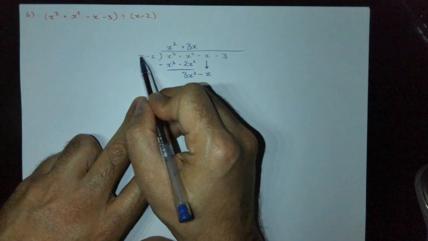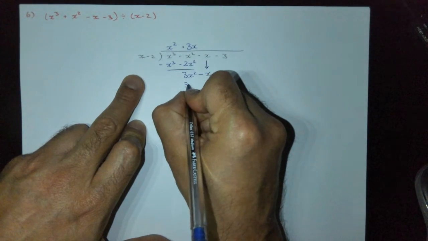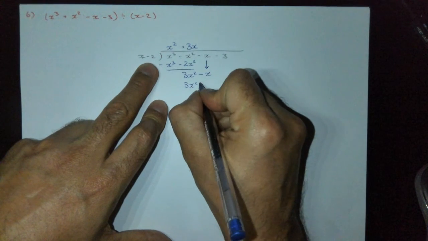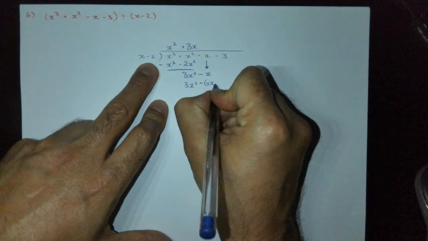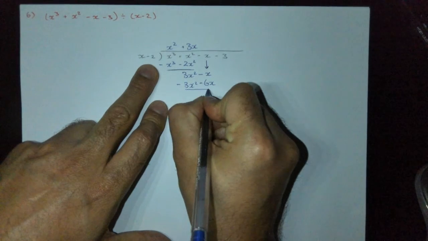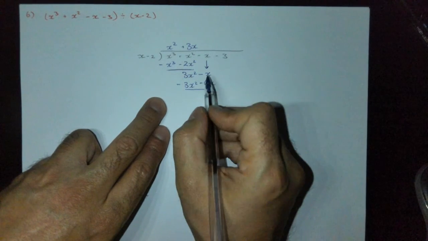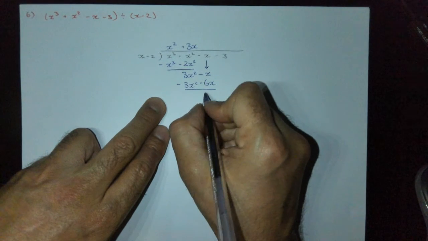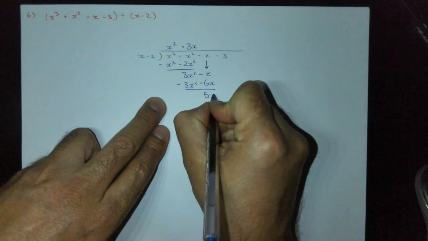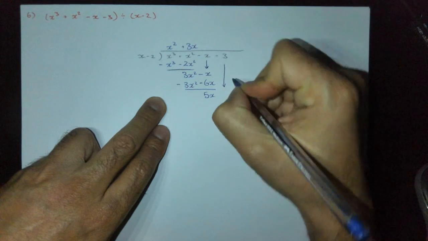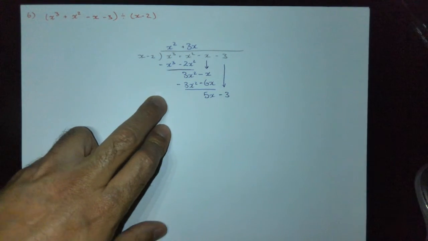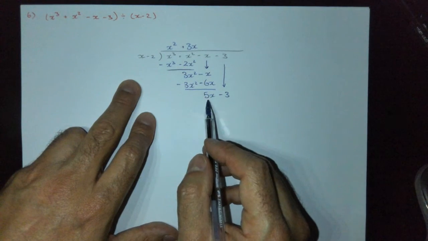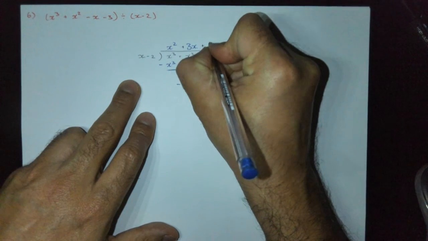I multiply 3x with x to give me 3x squared. I multiply 3x with negative 2, so that's negative 6x. And then I subtract. 3x squared minus 3x squared disappears. Minus 1x plus 6x becomes 5x minus 3. Bring it down. X goes into 5x 5 times.